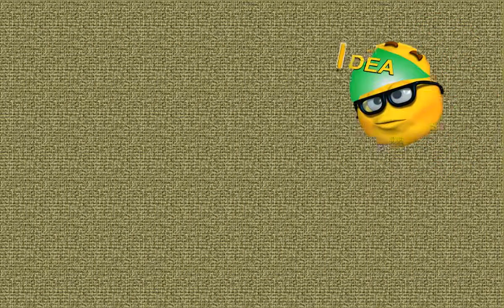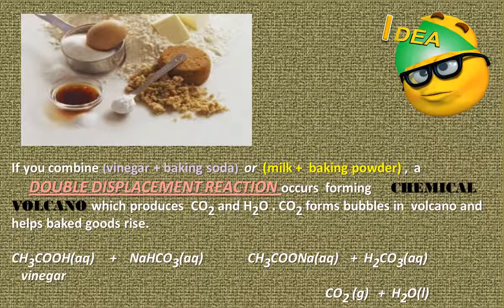Have you ever wondered that you can form a chemical volcano in your kitchen? The answer is yes, you can easily prepare a chemical volcano in your kitchen. You just need vinegar and baking soda. Just combine vinegar with baking soda, or you can take milk and baking powder. Then the double displacement reaction will occur, forming a chemical volcano which produces CO2 and water. And this CO2 forms bubbles in the volcano and helps baked goods rise. Here is the chemical reaction shown.